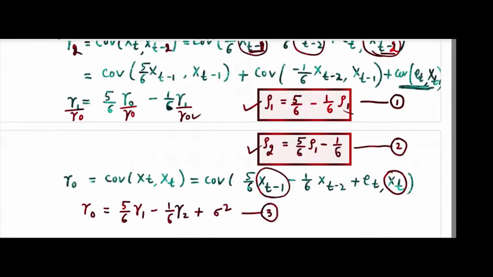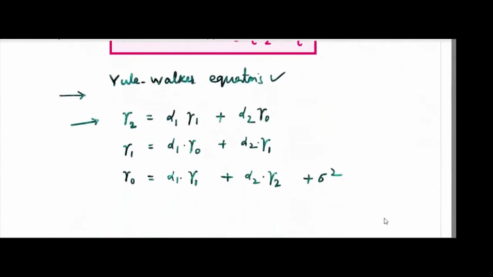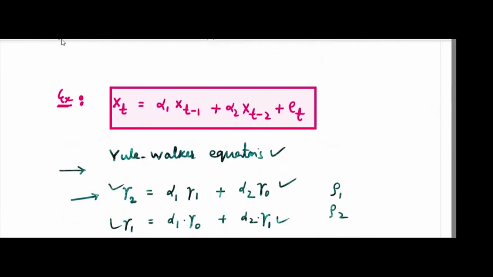If you see these equations 1, 2, 3. Even if you consider this as your first equation, the numerator, you will get these directly. Once you get these equations, then you divide by gamma naught. You can use these two to find rho 1 and rho 2. You divide gamma naught throughout this equation and this equation, and then you find rho 1 and rho 2. So you can use Yule-Walker equations. Now suppose I will add one more term. You see the complexity will increase or not? It will not. That is what I want to say.